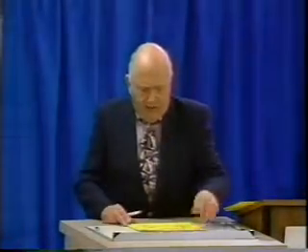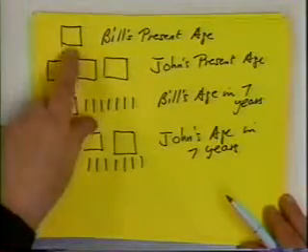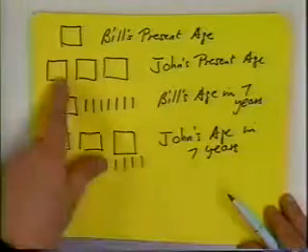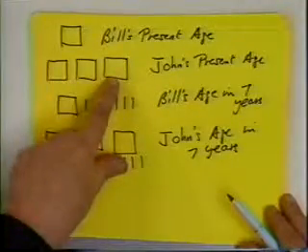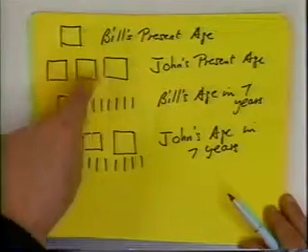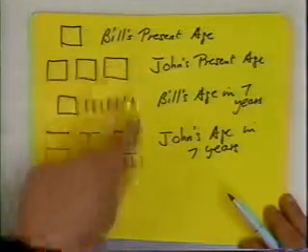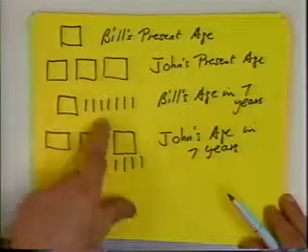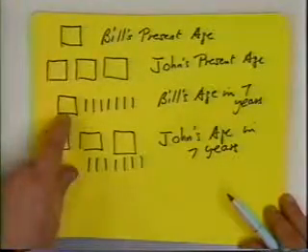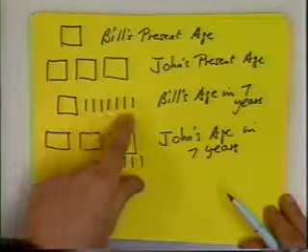We could have taken a little box and said, let that box be Bill's present age. Now, what's John's present age? Isn't that 3 times as much as Bill's? So if Bill's age is represented by a box, John's age is going to be represented by what? 3 boxes. Now, suppose each of these lines represents 1 year. 7 years from now, Bill's age will be what? The box plus 7 years.